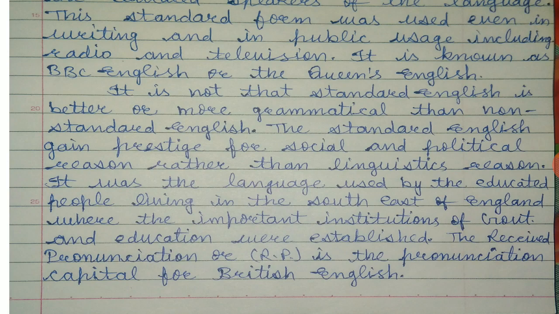That is the main point, that though the standard form of a language is in itself a variety, it is accepted to be the standard. Standard English is the variety which was used by southern British people who were the educated speakers of the language at that time. So the standard variety of English is the dialect of those people who were living in southern Britain at that time. This standard form was used even in writing and in public usage, including radio and television. Sometimes it is also called BBC English or the Queen's English.